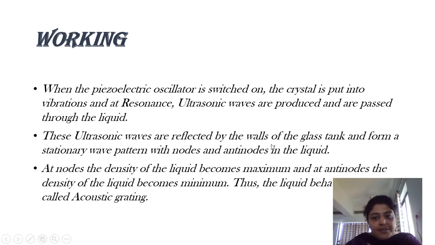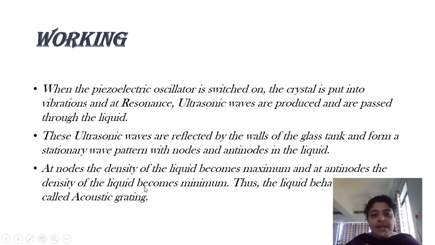These waves are reflected by the walls of the glass tank and form a stationary pattern with nodes and antinodes in the liquid. At the nodes, the density of the liquid becomes maximum. Why maximum? Because nodes are the points where the stationary wave has maximum amplitude, or you can say that at the nodal points, the wave has created maximum disturbance and so has brought all the particles together, and that is the reason the density of the liquid becomes maximum.